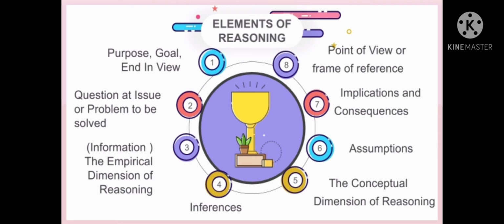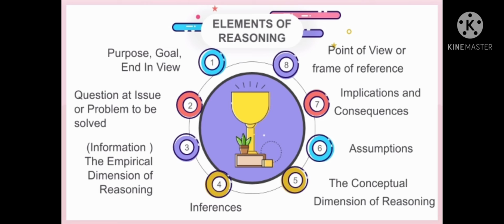The second element of reasoning is the question at issue or problem to be solved. Whenever we attempt to reason something out, there is at least one question at issue, at least one problem to be solved. One area of concern for assessing student reasoning, therefore, will be the formulation of the question to be answered or the problem to be solved, whether with respect to the student's own reasoning or to that of others.